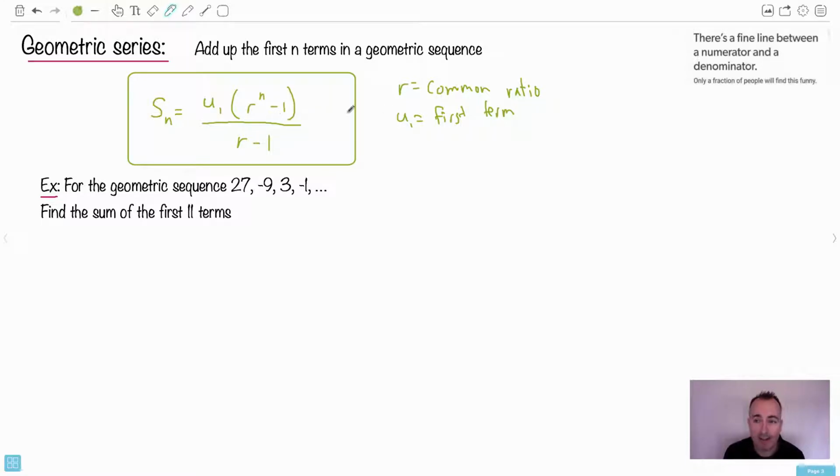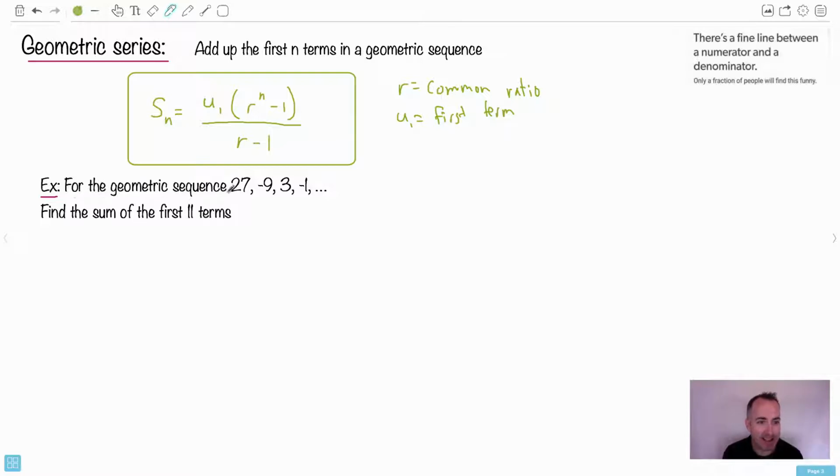You can do this. I like this joke. There's a fine line between the numerator and denominator. Because you know what? The top thing is called the numerator. The bottom thing is called the denominator. And they're saying there's a fine line between them. See, there's a line between them. Only a fraction of people will find this funny because it's a fraction. All right, so my daughter, actually, every time I tell her a bad pun, she just goes, ugh. And I deserve it. That's fine. Dad jokes, I guess, right?